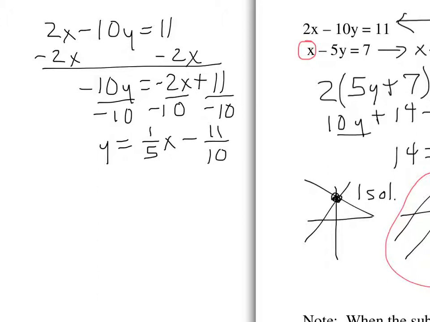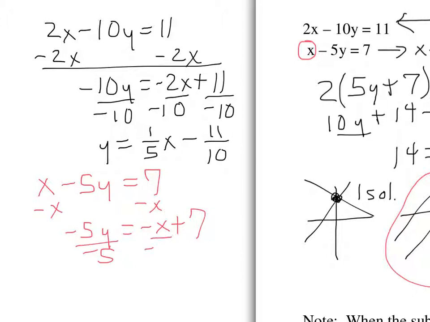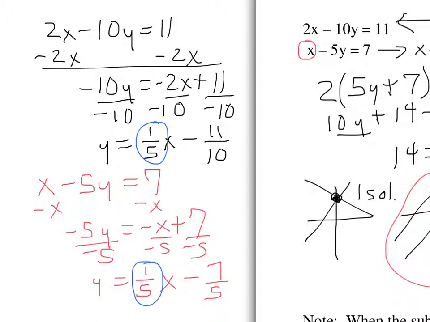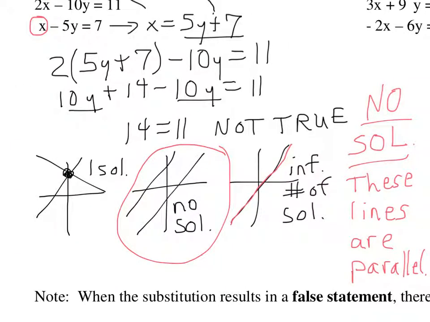What about the second equation? The second equation is x minus 5y equals 7. Let's solve for y. We'll subtract x from both sides. We get minus 5y equals minus x plus 7. Divide everything by negative 5. And we get y equals 1/5 x minus 7/5. Now look at those two lines. This one has a slope of 1/5. This one has a slope of 1/5. Those lines are parallel, so there's no solution. No solution.